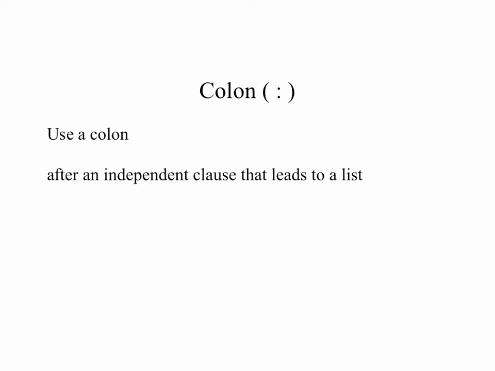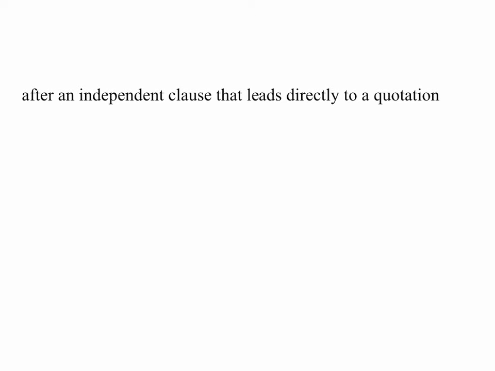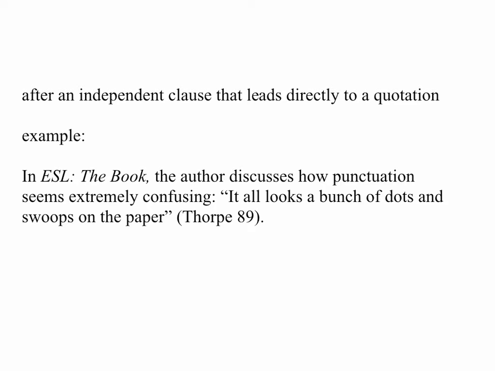For the colon, you use a colon after an independent clause that leads to a list. Here's an example. "Here is my grocery list: carrots, potatoes, milk, cream, chicken, and cookies." You're also going to need to use a colon after an independent clause that leads directly to a quotation. Here's an example. "In ESL, the book, the author discusses how punctuation seems extremely confusing: 'It all looks like a bunch of dots and swoops on the paper.'"